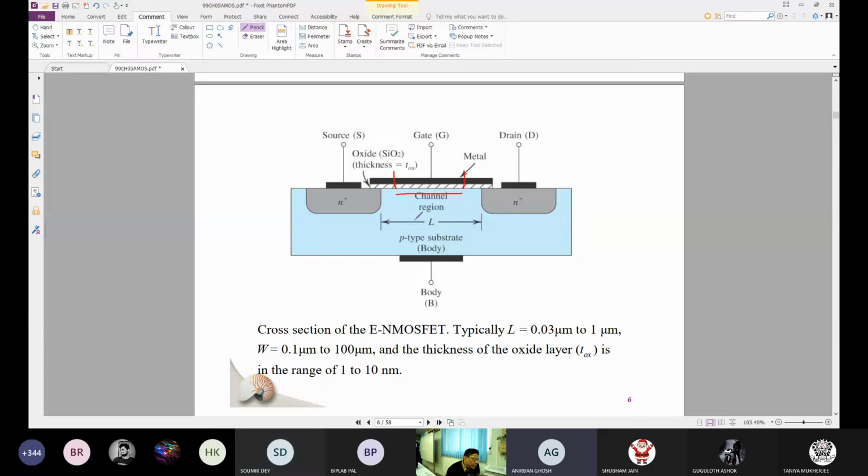And another important point to be noted is that MOSFETs are mostly used in integrated circuits. And in integrated circuits, the number of transistors we typically pack is several millions, in some cases billions also.